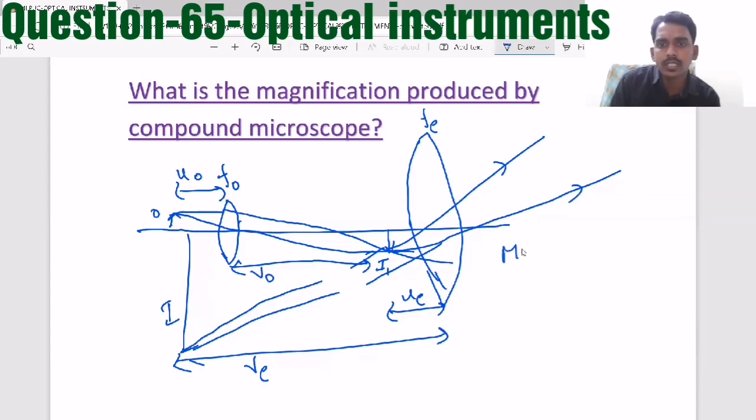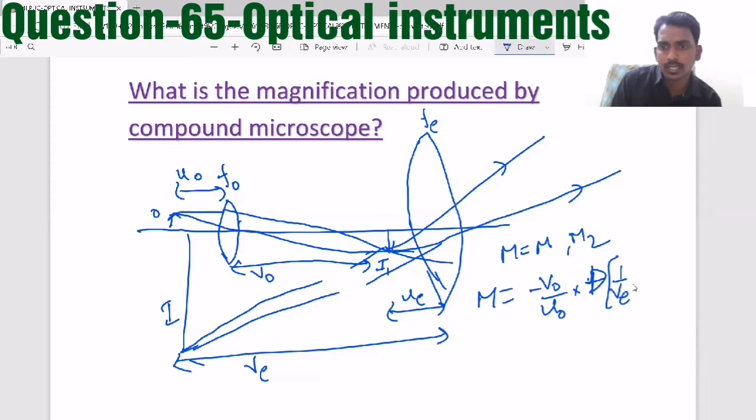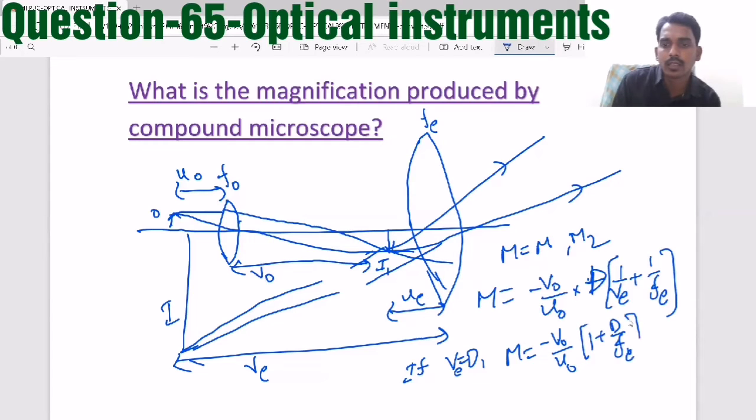So the magnification, when you consider just M1, M2, two lenses are at a small separation. The first magnification M1 is minus V by U, the general formula, and M2 is just like a simple microscope. The object is in front of it and a virtual image is forming. So here, take the same formula: 1 by VE plus 1 by FE. Now if the final image is at D, the least distance, then M will become minus V naught by U naught into 1 plus D by FE.